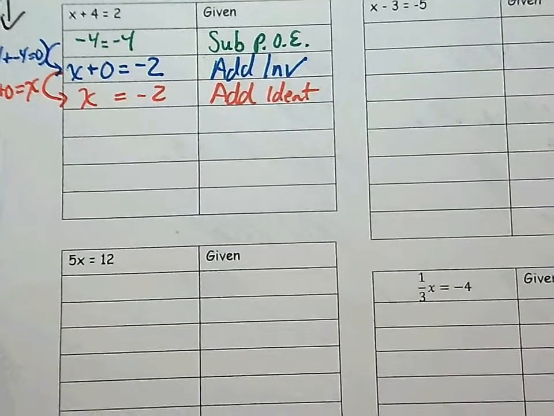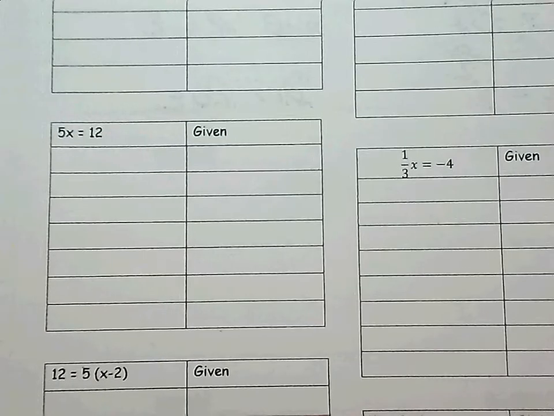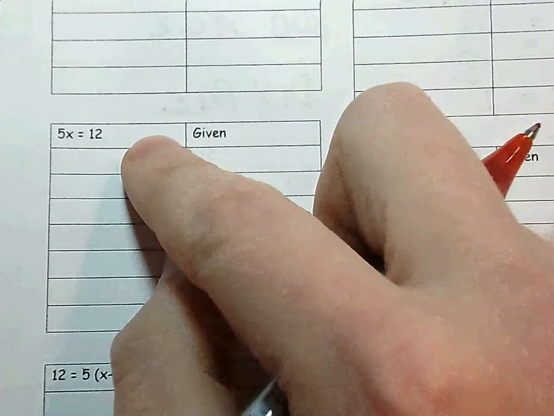I want to do the one right below it. All right. Again, this is a fairly basic one. But it's also going to be another thing of where you've done something and you've assumed something, and it's fine when we're solving, but when we're justifying, we're not going to. So looking at 5x equals 12, what is my first step?